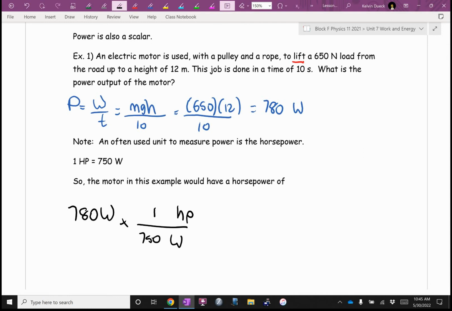What'd you get? It's going to be 1 point something. 1.04. Anybody else? Yeah? Horsepower. Yeah, a little more than 1 horsepower.